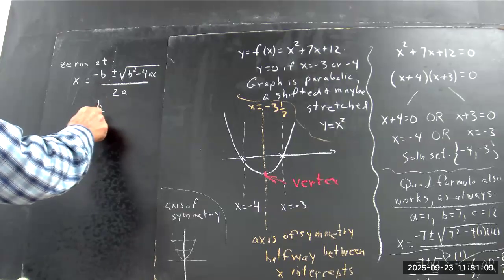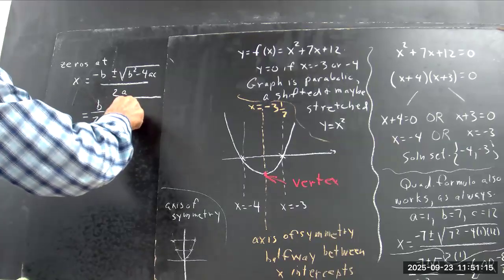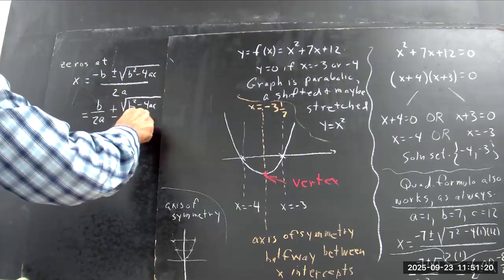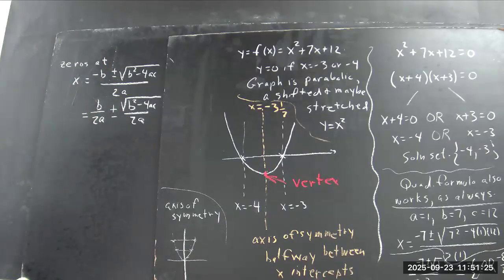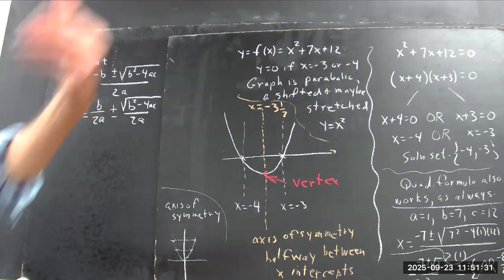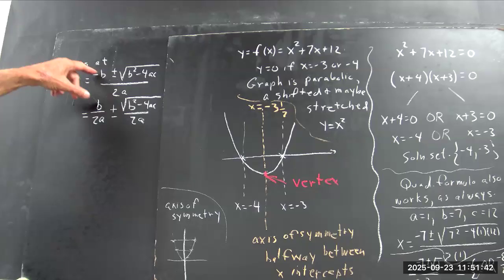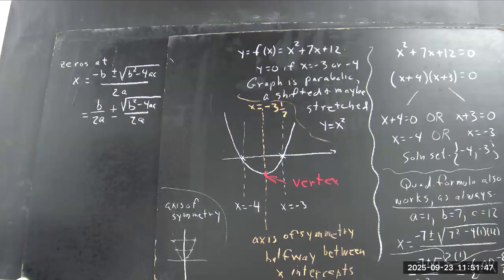This is negative b over 2a plus or minus the square root of b squared minus 4ac over 2a. Division distributes through addition or subtraction, just like multiplication does. To justify that, you just say, well, division is just multiplication by a reciprocal. Division by 2a is the same as multiplying by 1 over 2a. So clearly, it has to be this over this, plus or minus this over this. Okay?